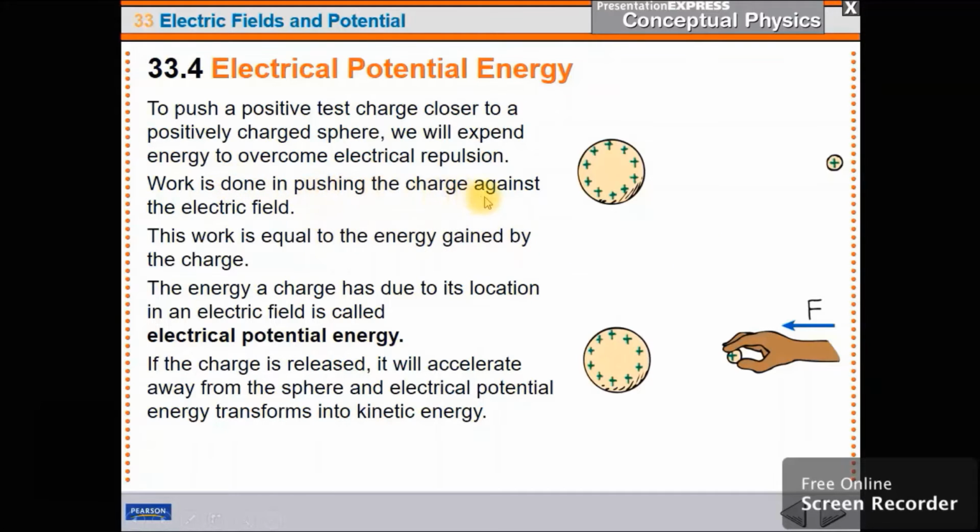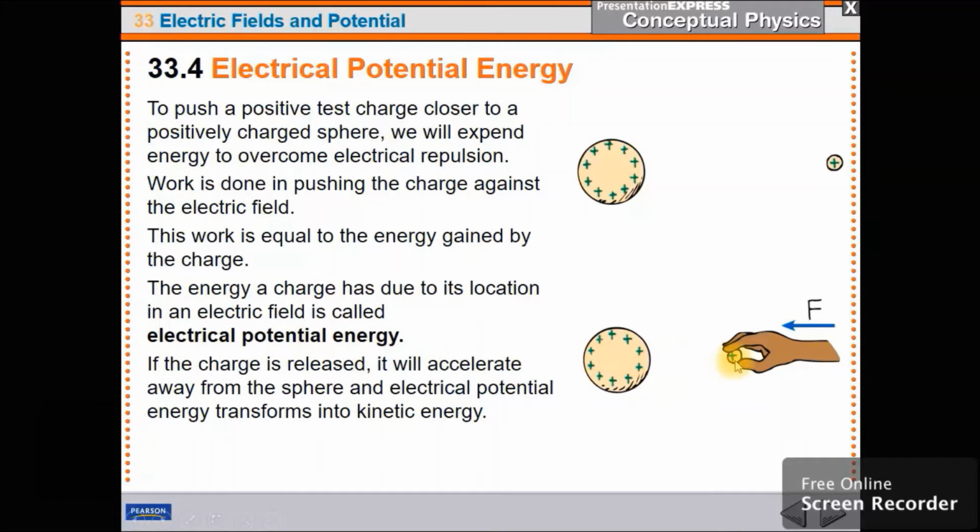Work is done pushing the charge against the electric field. The work is equal to the energy gained by the charge. So the energy a charge has due to its location in an electric field is called electric potential energy. All right, electrical potential energy. Do you see how that's basically like the gravitational potential energy from last month? Only now, instead of working against the gravity field, you're working against the electrical field.